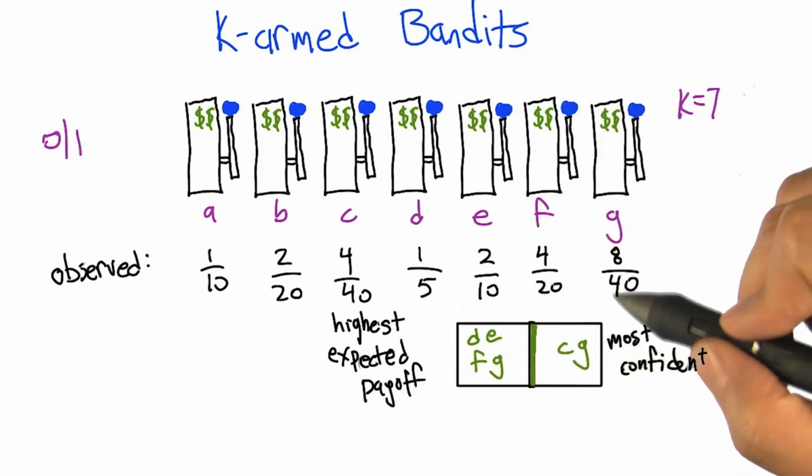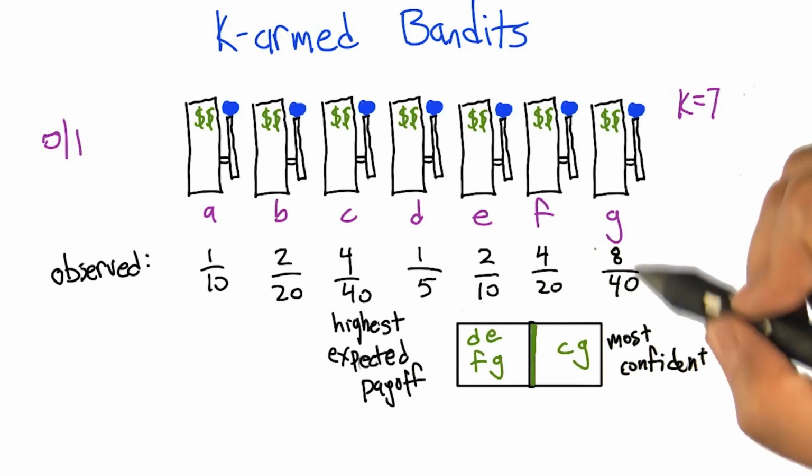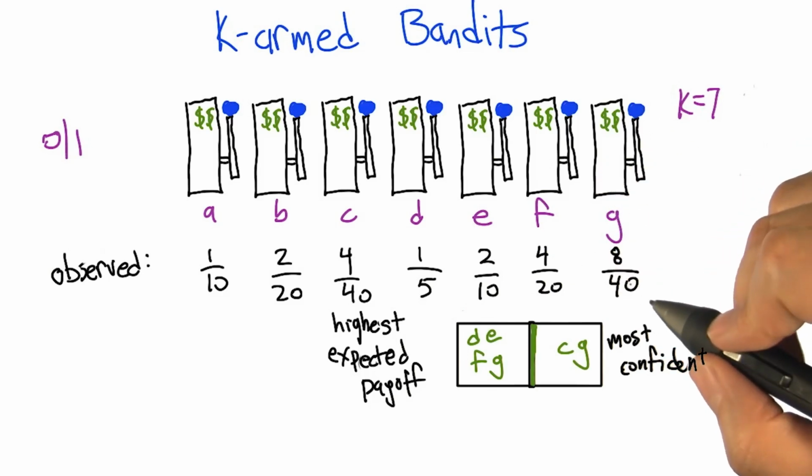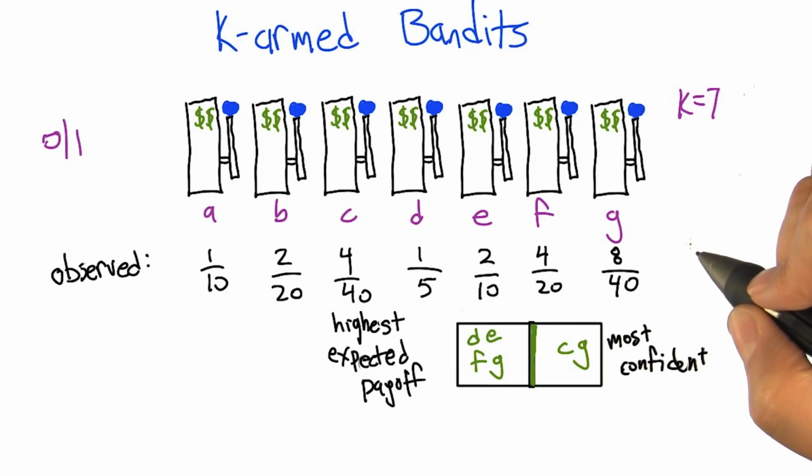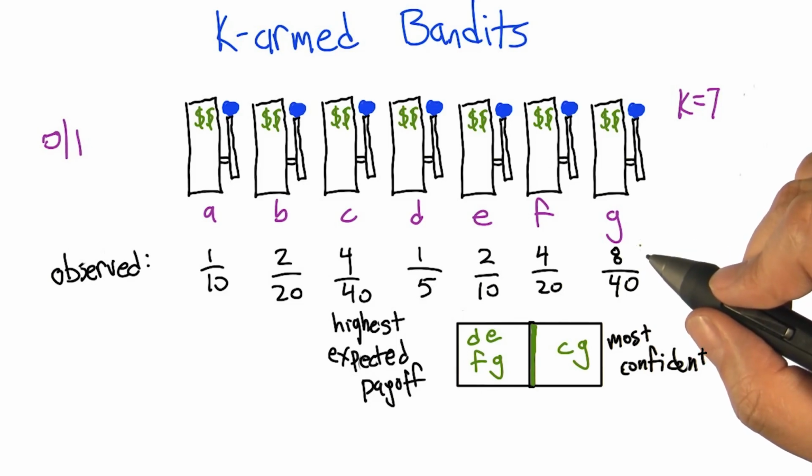Right. So if I were to combine those two things and I just now had to pick an arm in a bandit, I guess I would pick G because it has the highest expected payoff and I'm most confident in it. Well, that would be one thing to do. And let's talk about why that could be problematic. All right.